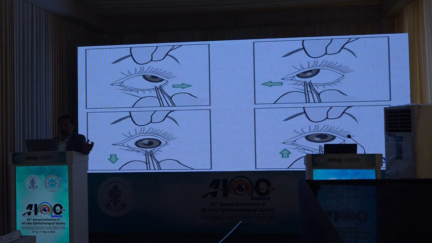And this again highlights the importance of the forced duction test. Before planning your surgery, or at least on the table, or if the patient is cooperative in your office, you should do a forced duction test to know the restriction even before you plan your imaging.